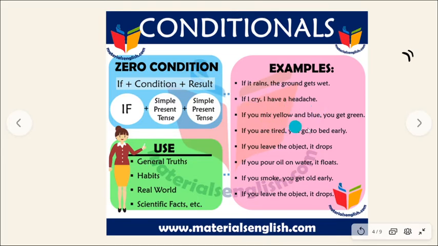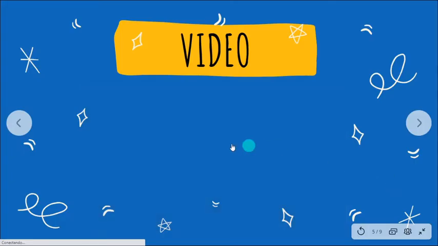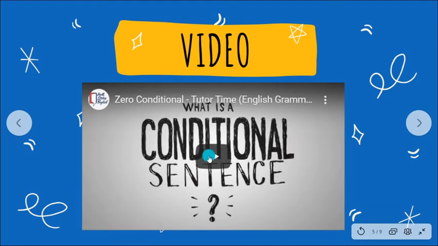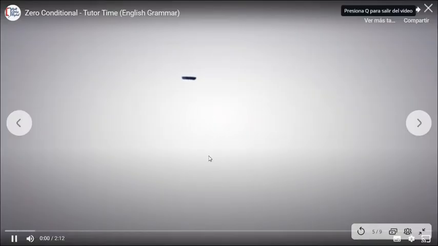If you mix yellow and blue, you get green. If you are tired, you go to bed early. If you lift the object, it drops. If you pour oil on water, it floats. If you smoke, you get old early. And if you leave the object, it drops. Let's see the video about the zero conditional.